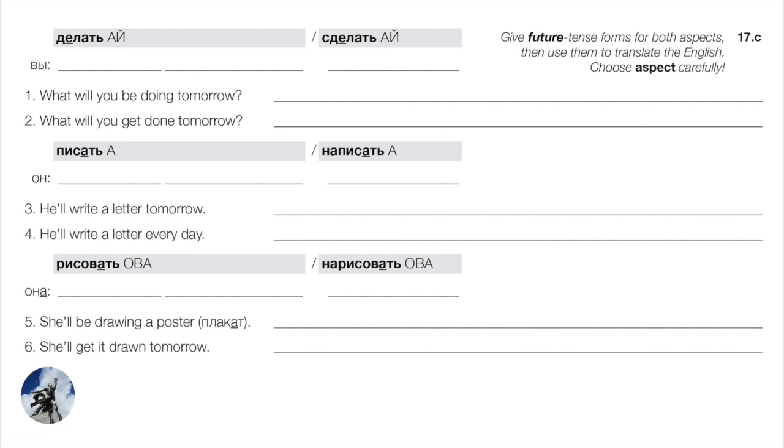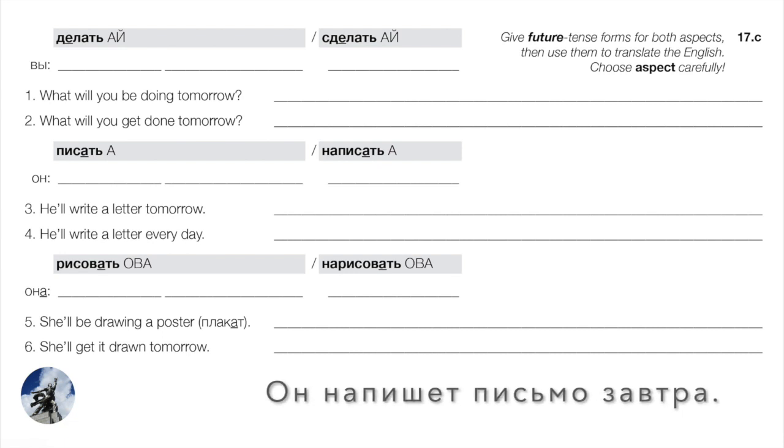Well, that's again just a simple future tense in English. Sounds like a one-time event. There's no mention of effort or attempt or simply going about the process. So we'll use perfective. Он напишет письмо завтра.